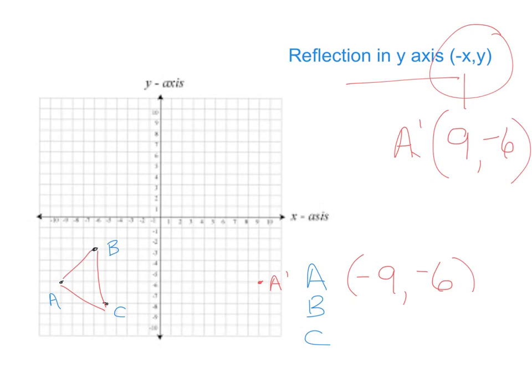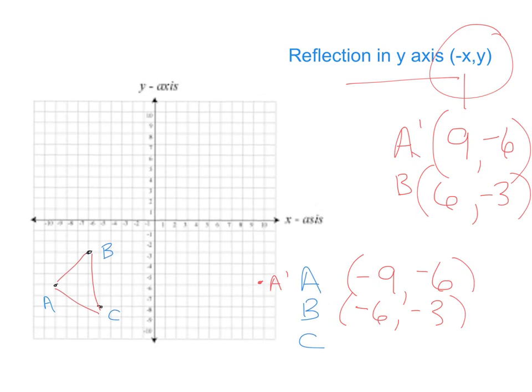Let's do B. B's coordinates are (-6, -3). So the new coordinates, again, x becomes the opposite, 6, and y stays the same, -3. So I'm going to plot that, 6 and down 3. And B is right there.